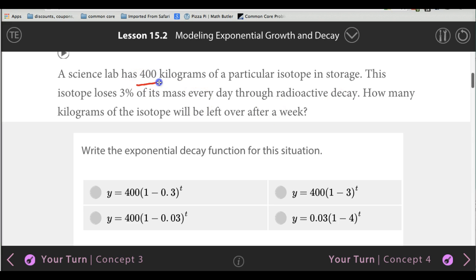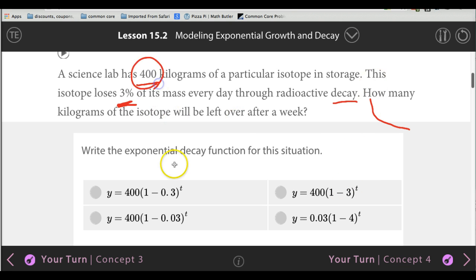Science lab has 400 kilograms of a particular isotope in storage. This isotope loses 3%, that's your rate, of its mass every day through radioactive decay. How many kilograms of the isotope will be left over after a week? Just seeing the word decay means you already know that your graph is going to look like this. And that's the opposite of the previous question, right?